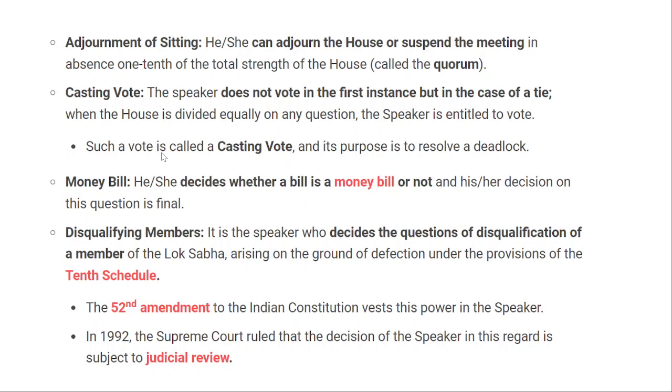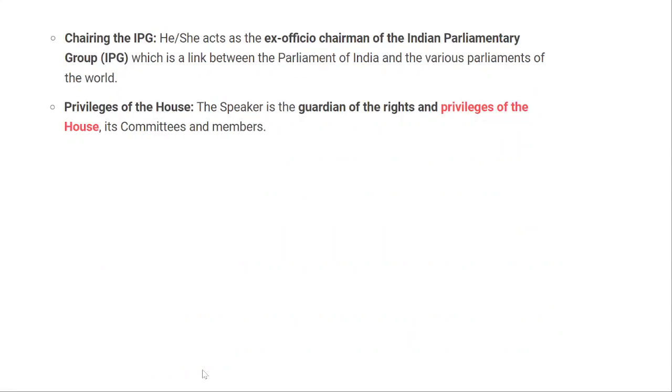Especially the money bill, Article 110, very, very important. You have to keep it in mind that regarding the money bill, the Speaker's decision is final. If the Speaker decides that it is a money bill, then it is a money bill. He also plays an important role in disqualifying members. Disqualification is under the 52nd Amendment Act of 1985, which is the 10th Schedule. Very, very important. In 1992, the Supreme Court ruled that the decision of the Speaker in this regard is subject to judicial review also. So, if any hasty decision is taken without a proper precedent, then the judiciary will intervene.